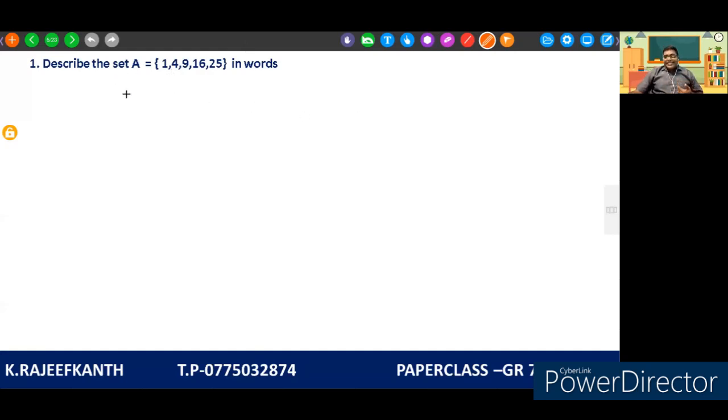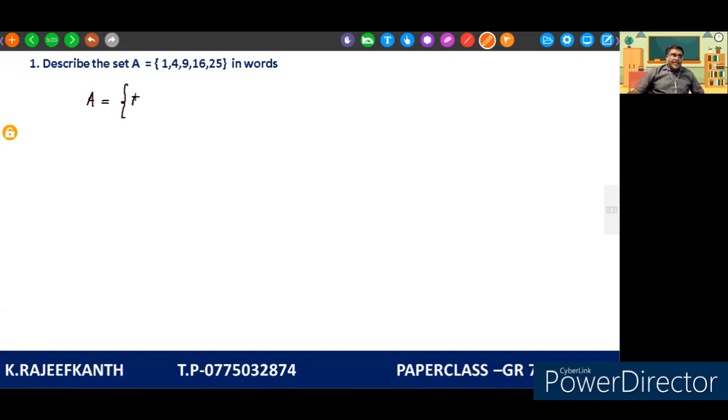So when we are describing this set A, I have to write in words. Here these are the first 5 square numbers, no? So I am going to write within the bracket. When we are describing a set in words, you have to write that sentence within the double bracket. So here 1, 4, 9, 16, 25. These are the first 5 square numbers.